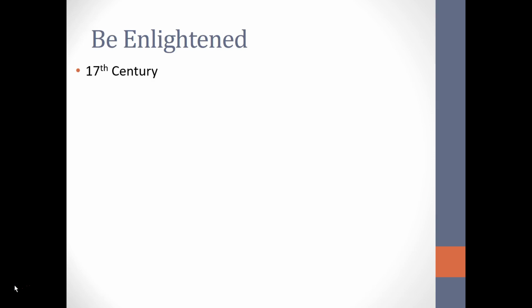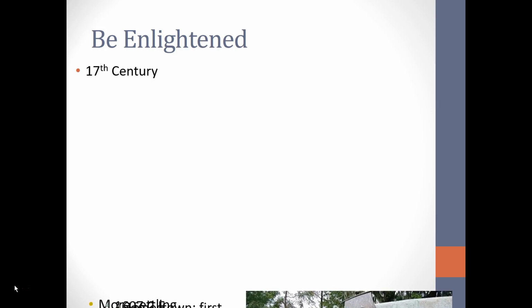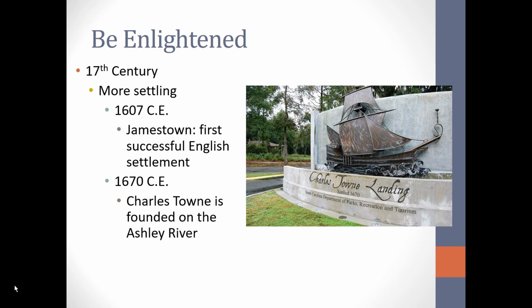Next, I'm sure you're catching on, is the 17th century. So 17th century, what number of years? Think. 1600s. Good job. Everyone got that right, right? Fantastic job. So, more settling. 1607, there's not often you're going to have to know exact dates, but here's a couple. 1607 CE, Jamestown. First successful English settlement.